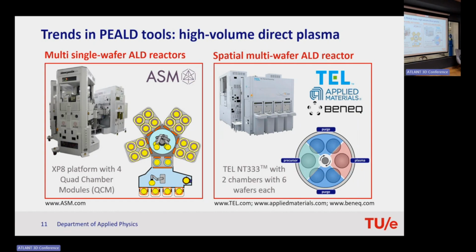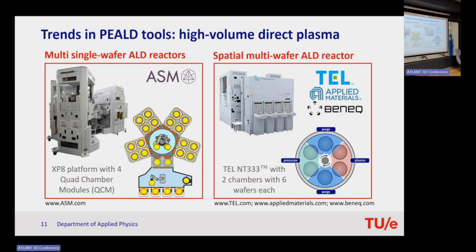So spatial ALD is very important now in industry, especially for throughput reasons. There are many applications of ALD in industry, and of course throughput is always very critical. So people try to solve that in different ways. People use batch reactors, but for plasma that would not be an easy solution. For example, ASM has a system where they have multiple chambers to one robot, and then they have 4 wafers per chamber that they can process.